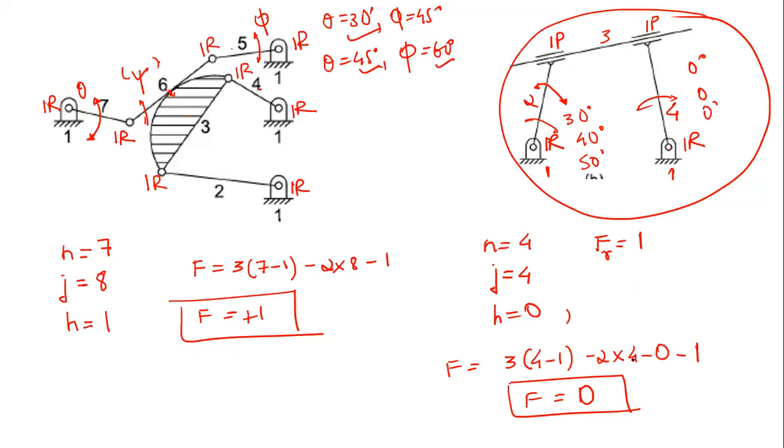But still remember one very important point here: this is not behaving as a structure. Generally, we say that if the degree of freedom is 0, then we call this thing a structure, right?